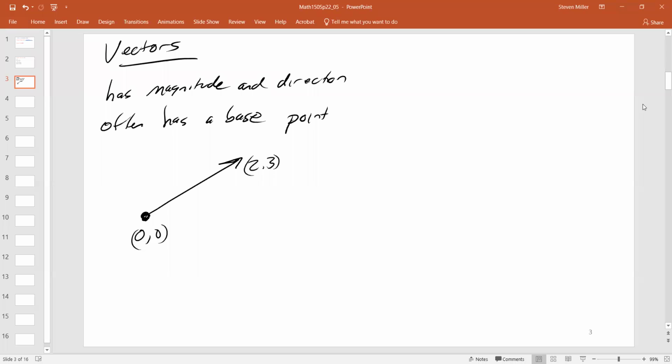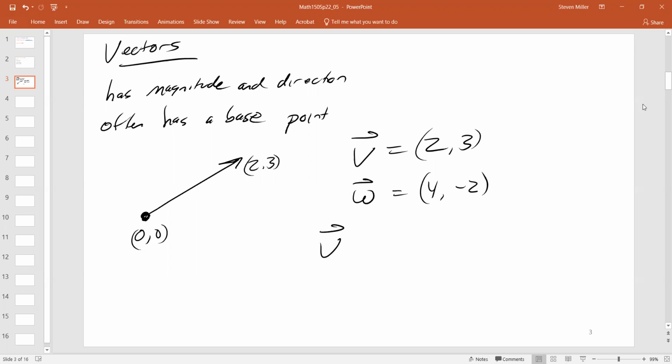And if I give you 2 vectors, if I give you v equals, say, (2, 3), and w equals (4, -2), what would v plus w be? (6, 1). And so the way we add vectors is, first here would be v, and then w, I would go something like that. So here would be v, here would be w, and then this would be v plus w.